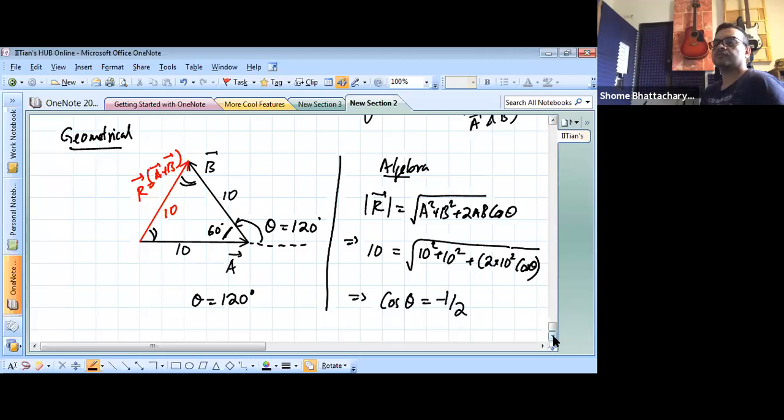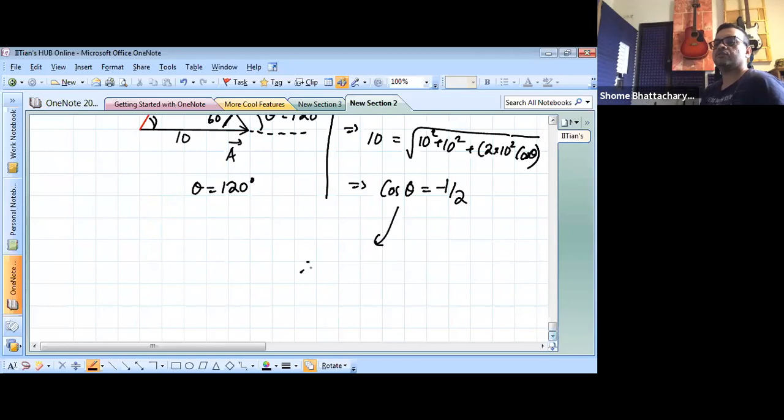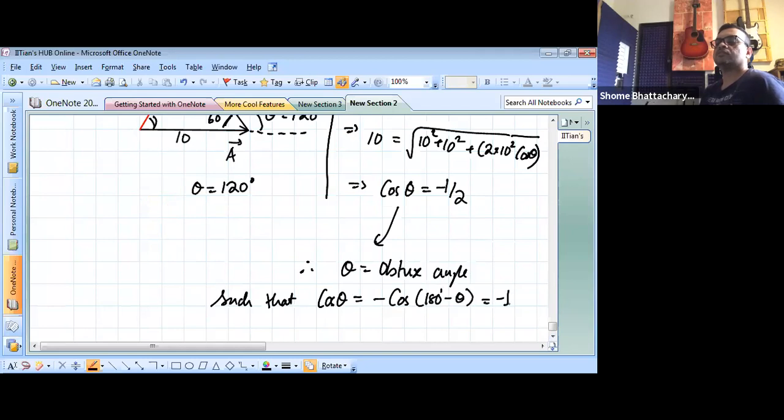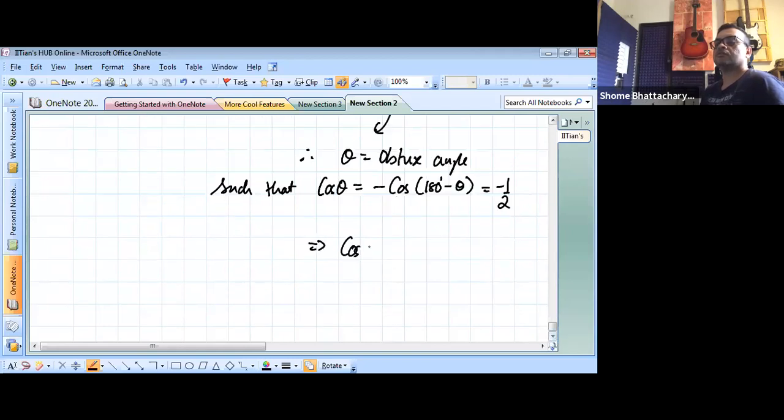Now, the moment cos theta is minus half, you realize that therefore theta is an obtuse angle, such that cos theta is minus cos of 180 minus theta, which is minus half. So that means cos of 180 minus theta is half, which means 180 minus theta is 60 degrees, which means theta is 120 degrees.